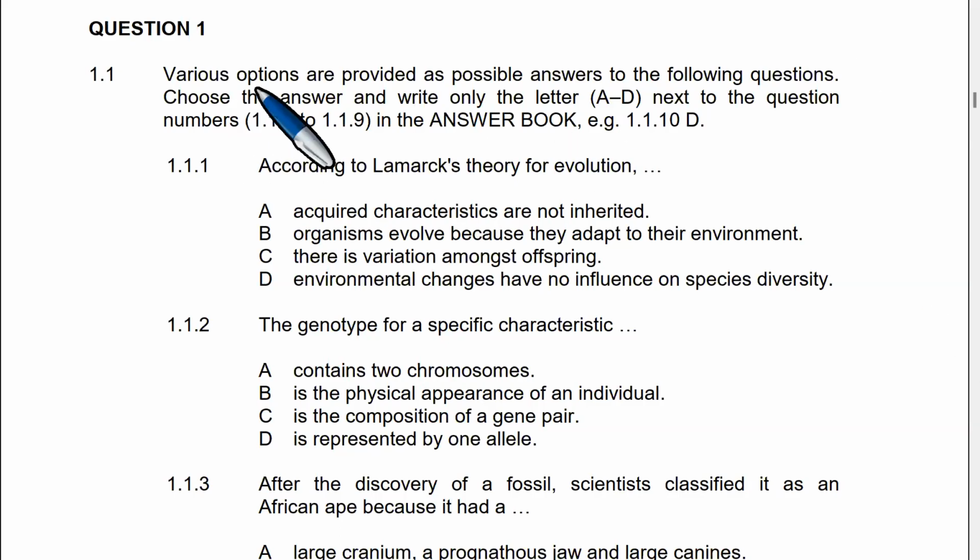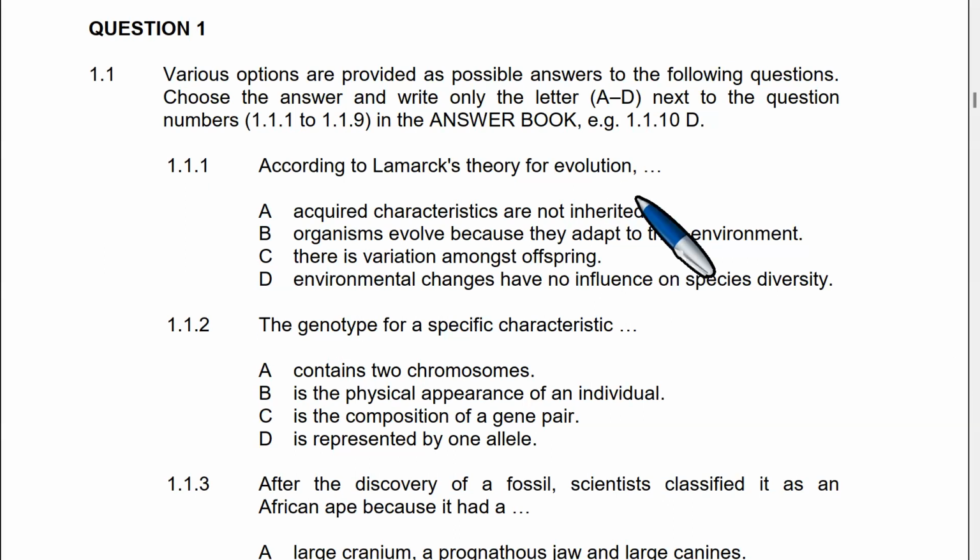Right. Obviously, various options are provided as possible answers to the following questions. Choose the answer and write only the letter A to D next to the question numbers 1.1.1 to 1.1.9. Write in the answer book, e.g. 1.10D. Okay.